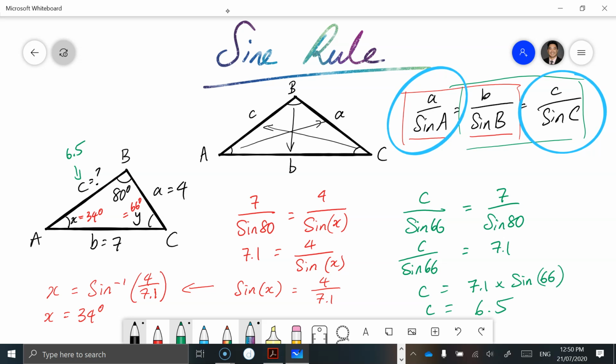Alright, so hopefully that helps you with the introduction of the sine rule. And we've worked out angles, we've worked out sides, and that's pretty much all that you need to know about the sine rule. Hopefully, if you have any questions, let me know. Otherwise, we'll move on to the next video, which will be looking at the cosine rule. Same purpose, but just different context.